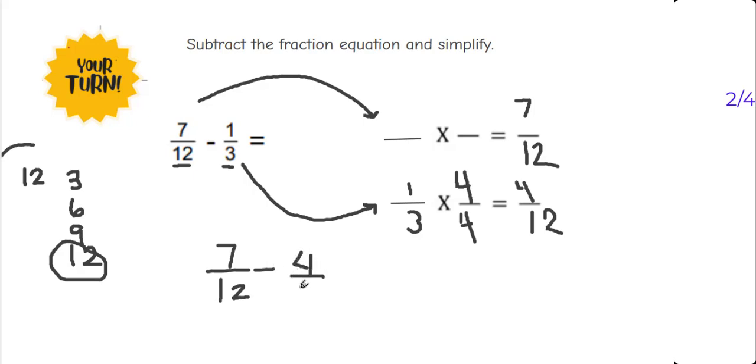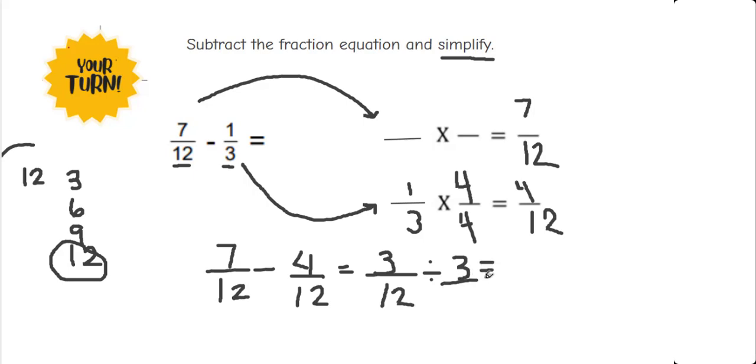My denominators are the same, so I can subtract them. I want to put my denominator there first because I don't want to forget not to change that, okay? And then at the top, 7 minus 4 is 3. Now it does say up here, simplify. I know that 3 divided by 3 is 1.